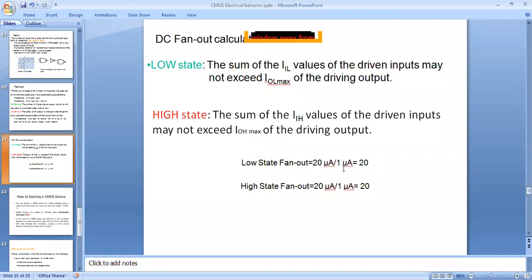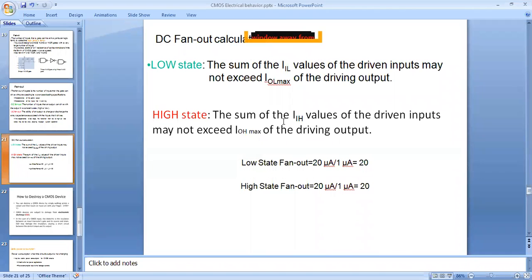So by substituting those values, we have a fan out of 20, both for low state and high state. This is the calculation for low state fan out and high state fan out. If they ask for the characteristics of a logic family, then you simply write the definitions of fan in, fan out, power consumption, operating speed, all those parameters.